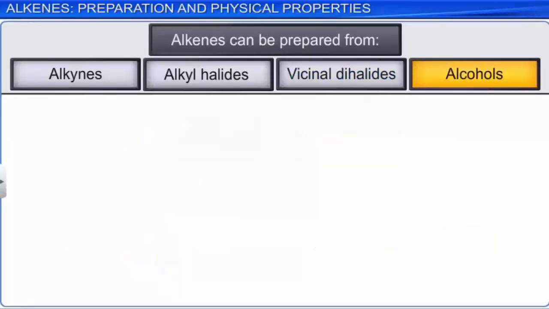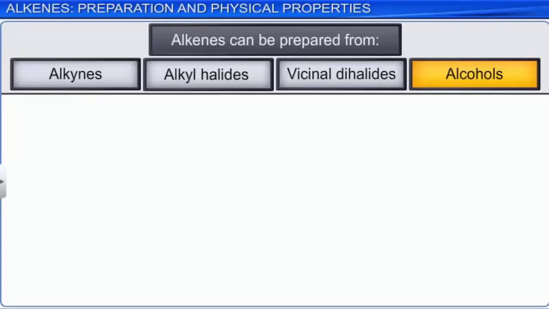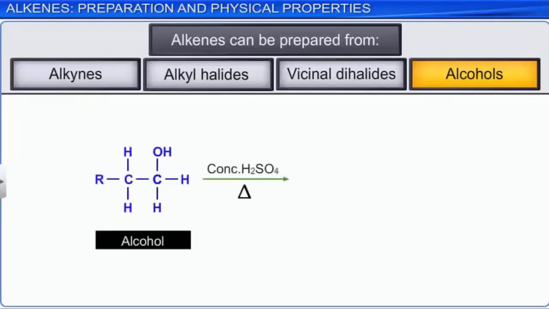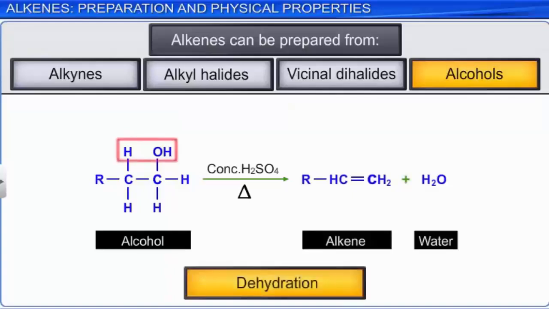Alkenes can also be obtained from alcohol using the acidic dehydration process. When heated with concentrated sulfuric acid, the OH group of the alcohol and one hydrogen atom from the adjacent carbon atom are eliminated in the form of a water molecule, forming an alkene. Hence, the reaction is said to be acidic dehydration of alcohol.